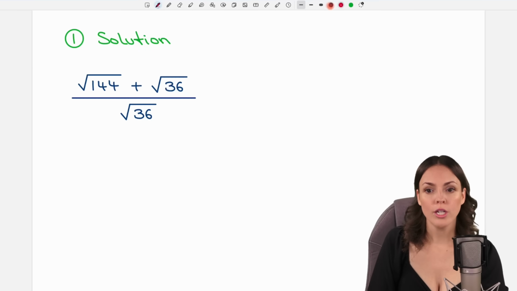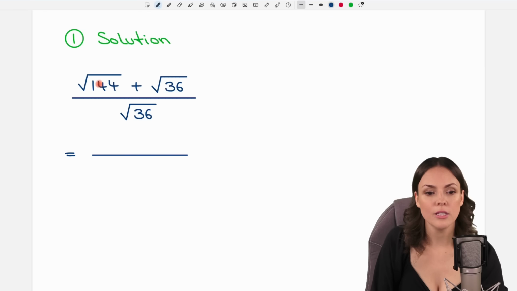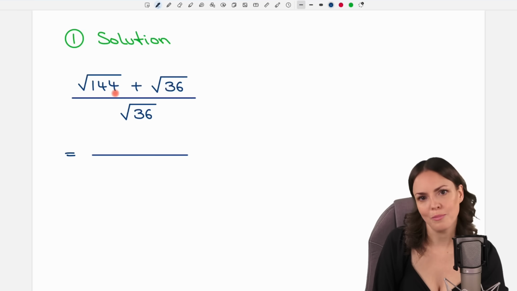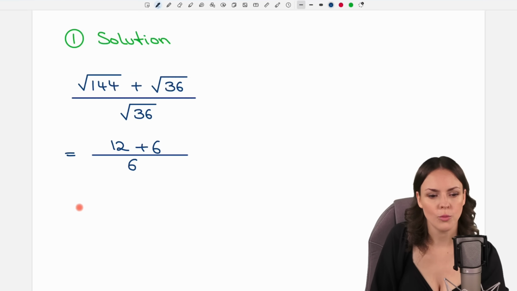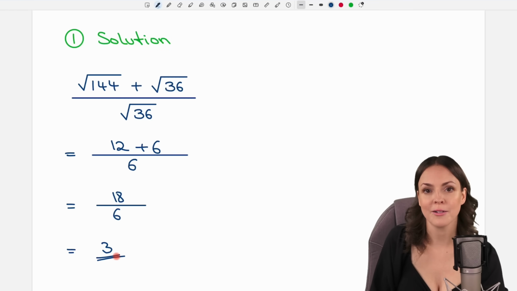First solution, we just calculate the individual square roots. The square root of 144 is a bigger number, but maybe some of you know that the square root of 144 is 12, because 12 times 12 equals 144. Then we have the plus, and the square root of 36 is just 6, and the same 6 here again. Now we just calculate this. 12 plus 6 equals 18 over 6, and 18 over 6 equals 3, and we are done. So a fast way, but not the only way.